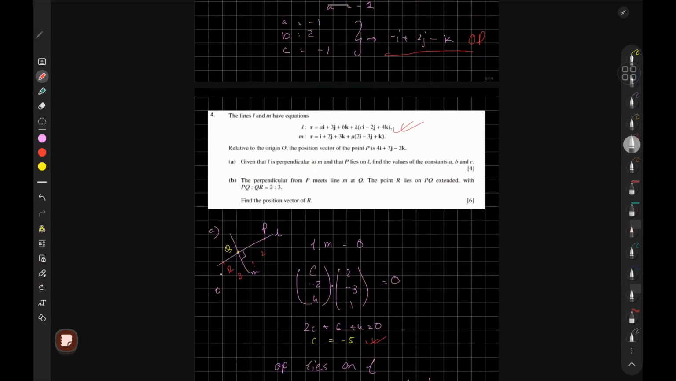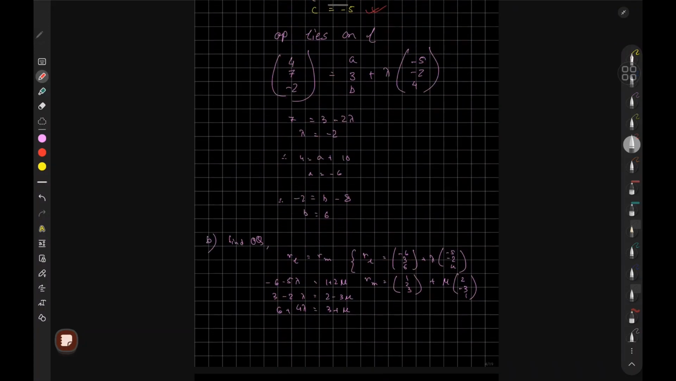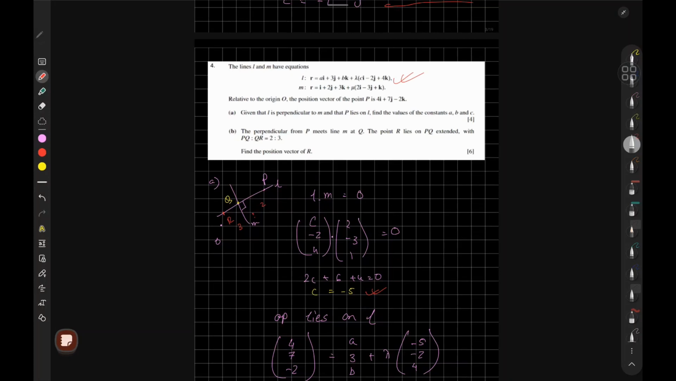There is a bit of information given. So the position vector of R is basically over here. You need to know OP and you need to know PQ to get the position vector OR. So let's go step by step. First of all, we are going to be finding OQ. Where is OQ? OQ is over here. So we have to find OQ. How do we find OQ?